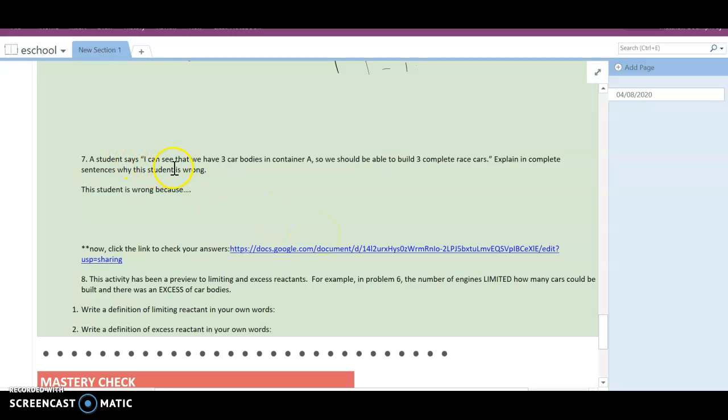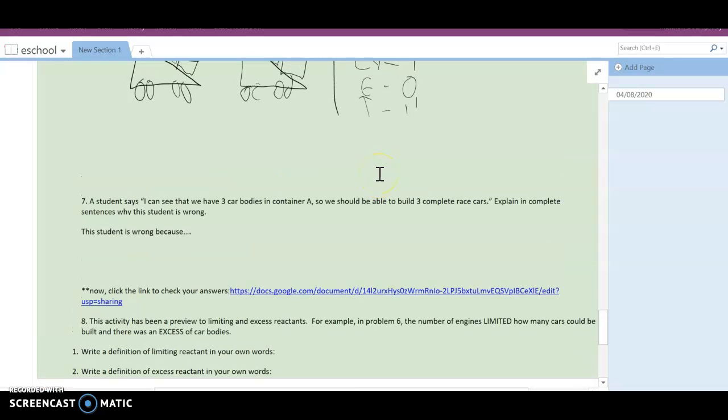All right, cool. I can see that we have 3 bodies in container A, that we should be able to build 3 complete cars. Explain in a complete sentence why this student is wrong. There's a lot of ways to say this. So my claim is going to be you can only draw 2. And I'm just going to answer the question. Student is wrong because there are not enough engines to build 3 cars.